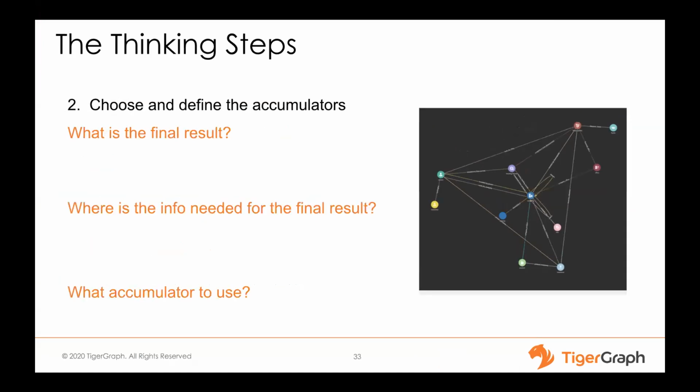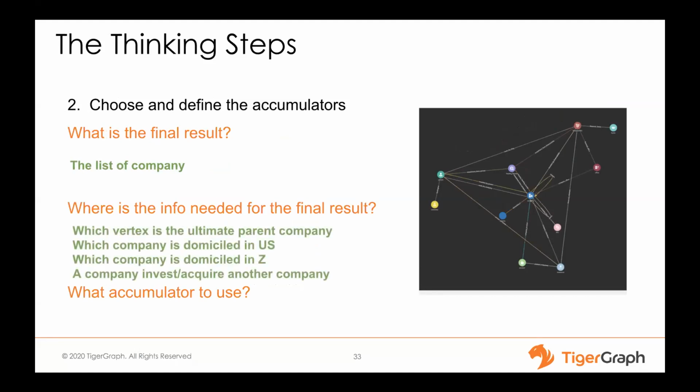Okay, and what do we want for the final result? We want the list of companies, of course. And what info is needed for the final result? We need to find out which vertex is the ultimate parent company, which company is domiciled in US, which company is domiciled in Z, and which company invests in or acquires another company. So we need a lot of info to calculate the final result. And then what accumulator do we have to use? I think this time we will use a ListAccum to store the final result.